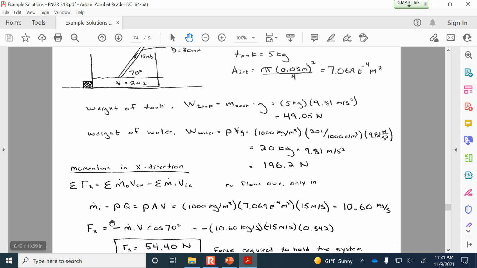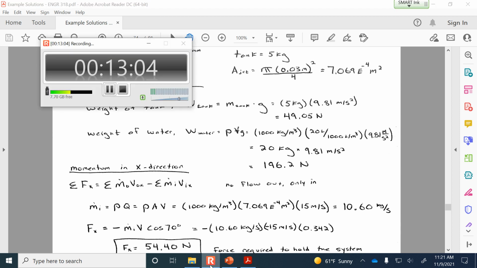And so when we have the minus because it's an inflow, and then also the minus because of it being to the left in the horizontal direction, so minus 15 meters per second, then that's why the force required to hold the system steady is positive 54.4 newtons. Any questions about that so far? The force in the x direction?